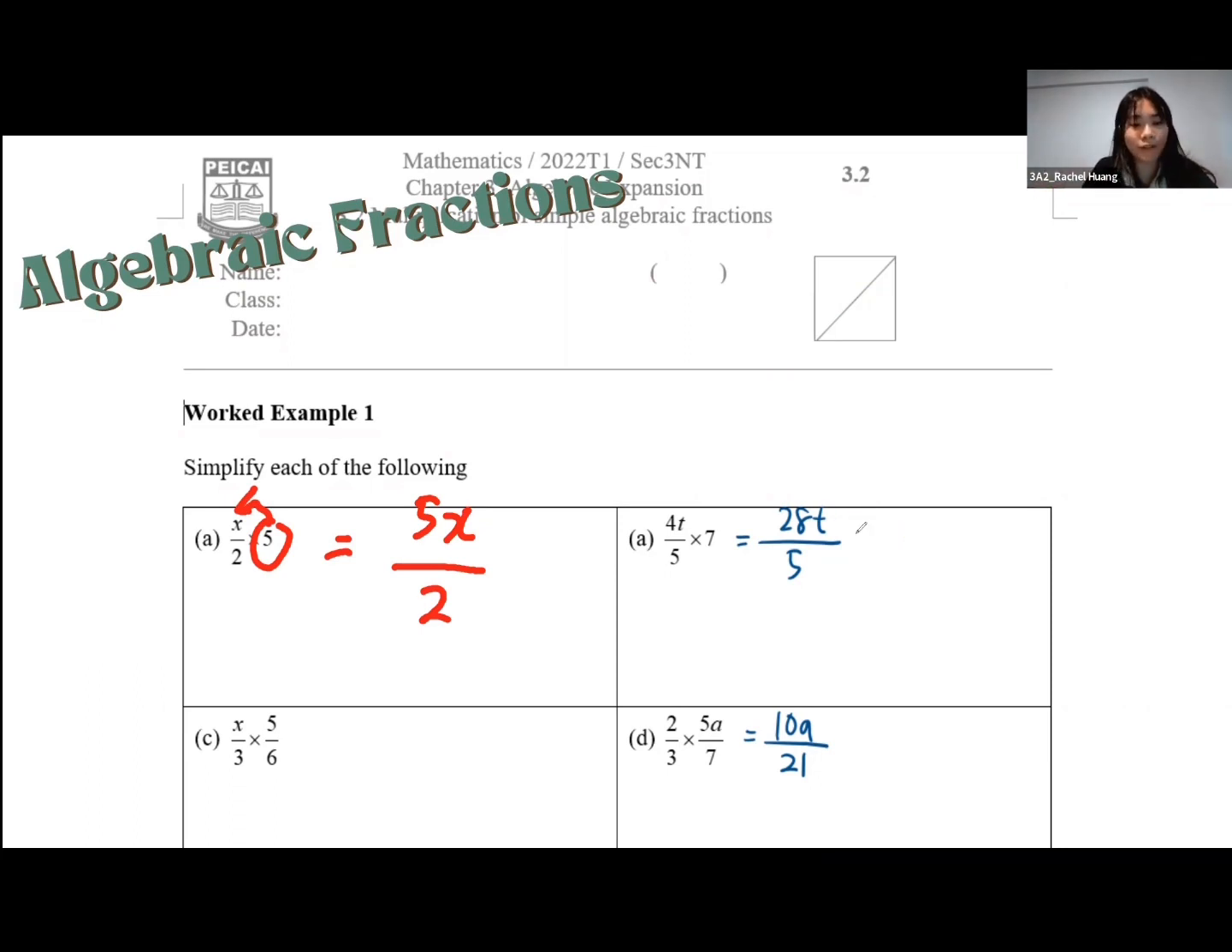Now, what happens if I have 2 fractions multiplied to each other? Then in this case, I will multiply the top and the bottom separately. Okay, so let's do it. We will have 5 times x gives me 5x, and at the bottom, 3 times 6 gives me 18. So that would be how you multiply it. And you can see here, that's the same thing. 2 times 5a gives me 10a, and 3 times 7 gives me 21. So that is how you multiply algebraic fractions.